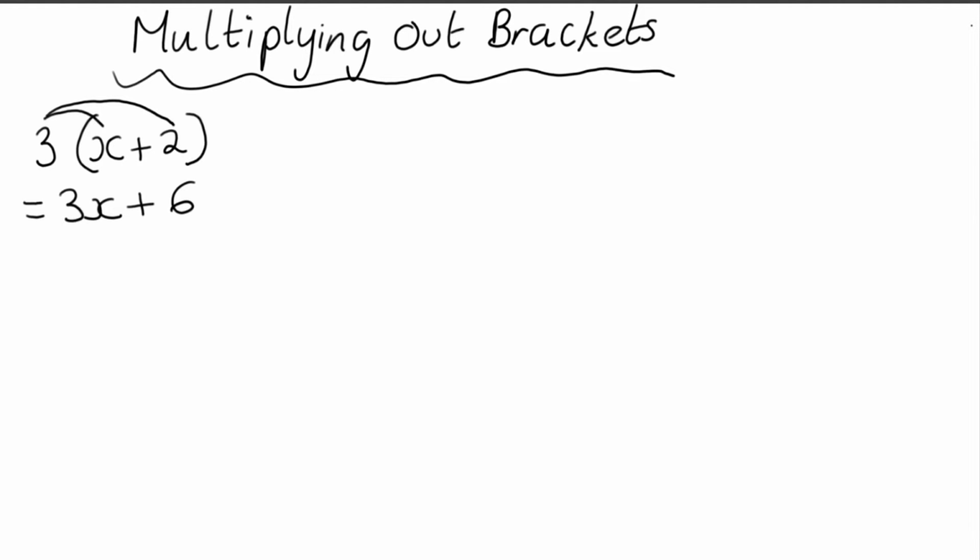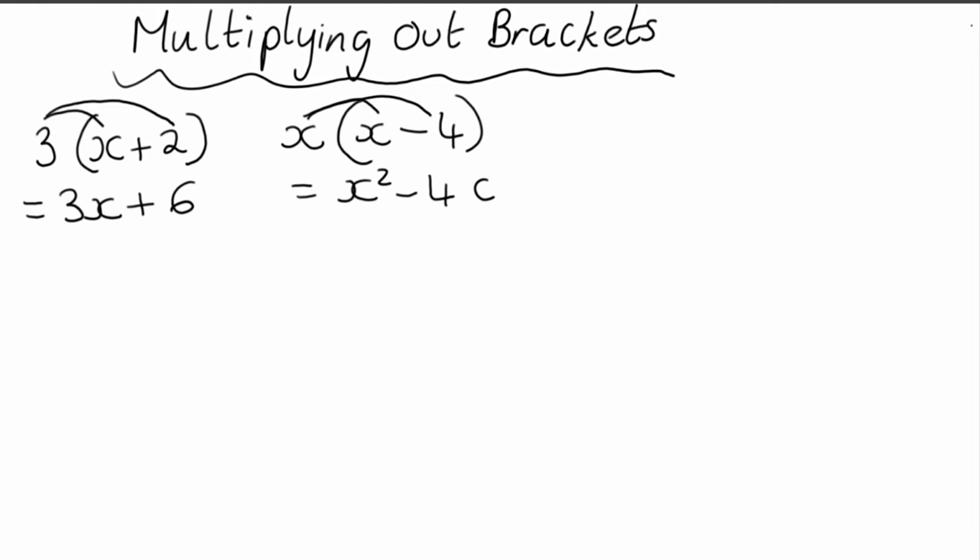If it was x times x take away 4, you would do x times x is x squared, x times negative 4 is negative 4x. And when you multiply brackets, if you have any other terms you can join together, then you do that.